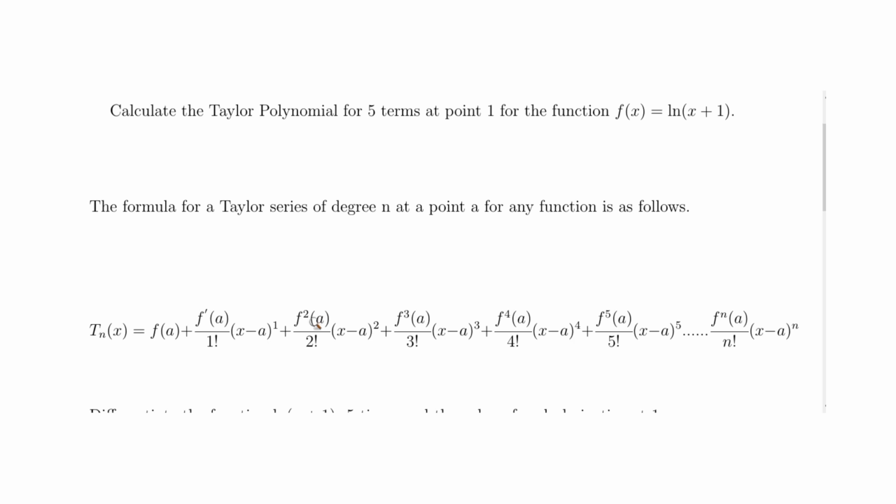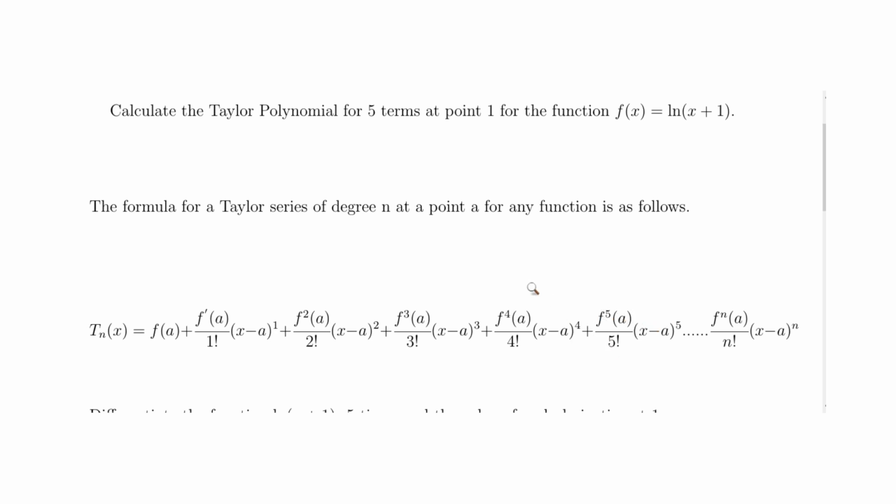Then we have the second derivative at 1 divided by 2 factorial and x minus 1 squared, and so on. So we've got the third derivative, 3 factorial, x minus 1 cubed. And all these a's will be 1 because that's the point we're interested in. You'll see there's a pattern here. For the second one, you've got the second derivative, 2 factorial, x minus 1 squared. For the third one, you've got the third derivative, 3 factorial, x minus 1 cubed, and so on. So the 4 will line up there, and the 5's there and there.